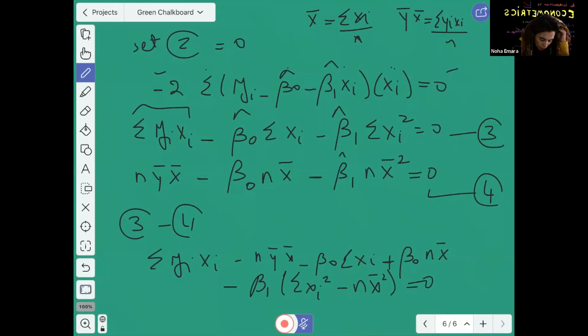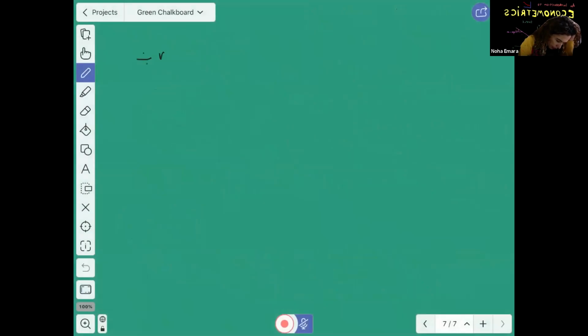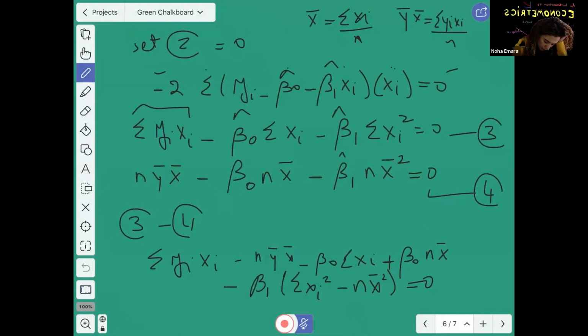Okay, if I divide this equation by n and solve for beta hat 1. The one thing that I forgot to mention is these two are going to cancel out. I have n x bar here, which is equal to the sum of xi, beta naught and beta naught. So these two parts are already canceling out, and I have an equation that has y and x and beta 1. So I can easily solve for beta 1.